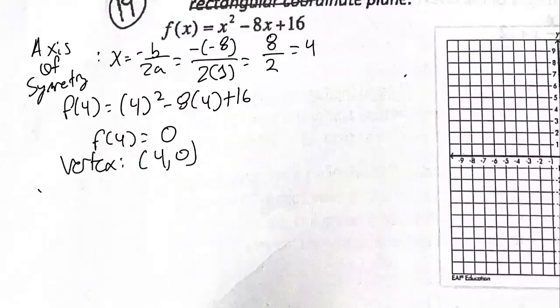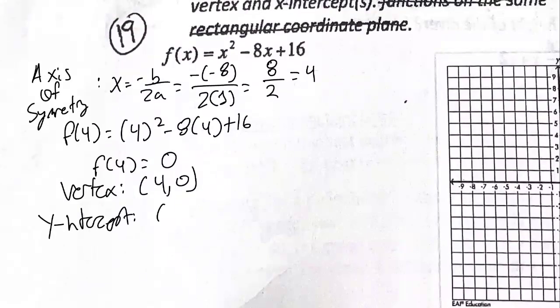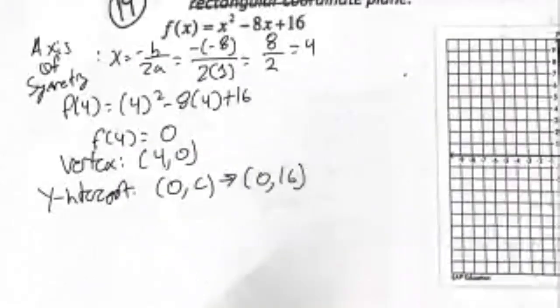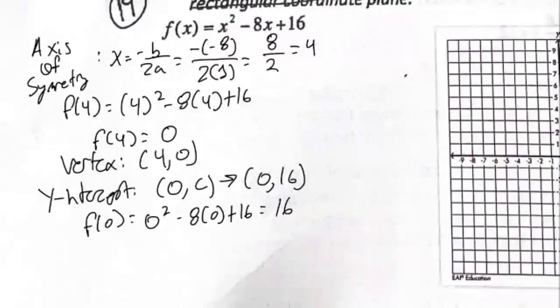The y-intercept is the last constant. So in this case, it's just 16, comma 0. Sorry, wrong way. 0 comma c. To check, 0 squared minus 8 times 0. Intercept.